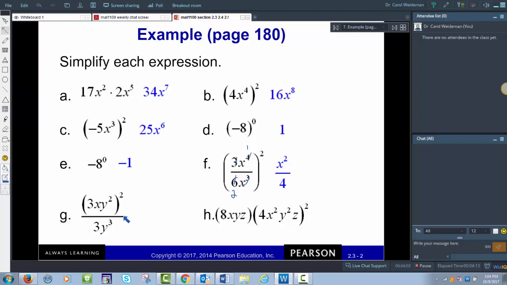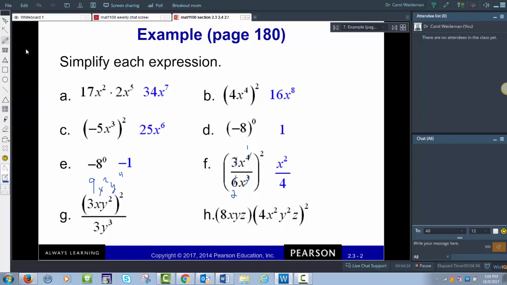Same thing over here. Here I could just go ahead and distribute in the numerator. And when I do that, let me get my pen up here again. When I distribute the square in the numerator, I'm going to get 9, 3 squared, and then I'm going to have x squared, y to the 4th.